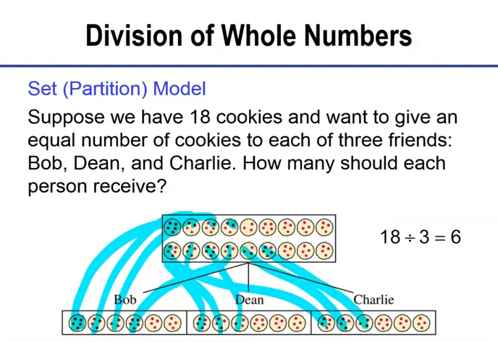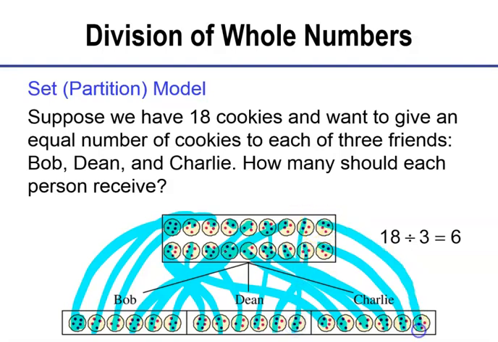So notice they have 3 cookies each now. And then a cookie here, a cookie to Dean, and a cookie to Charlie. And then we have a cookie to Bob, a cookie to Dean, a cookie to Charlie. Notice I did this out of order, which is terrible. Don't do it that way. There we go. But notice we have 6 cookies per each subset.